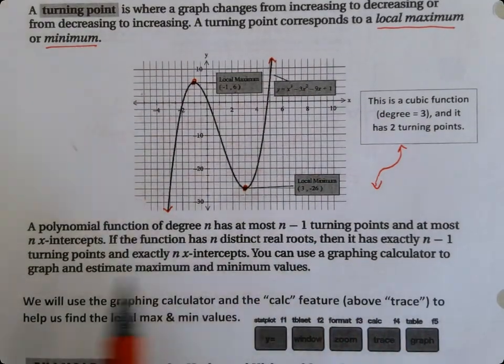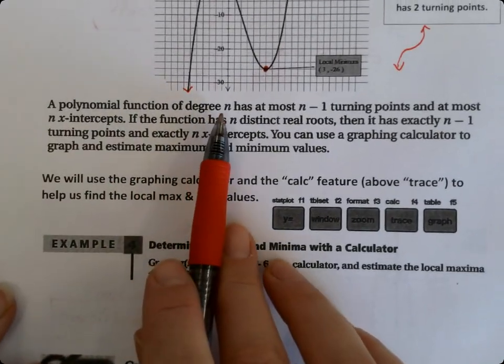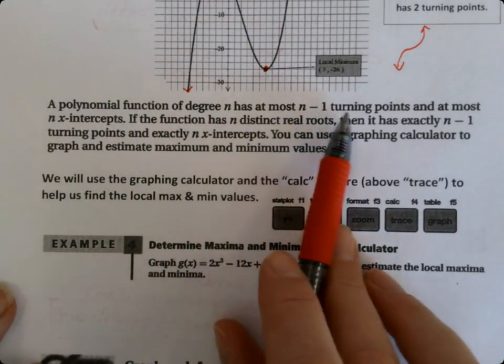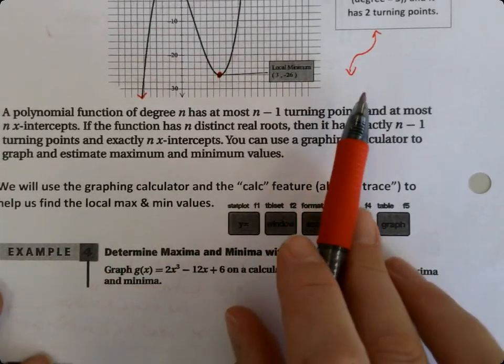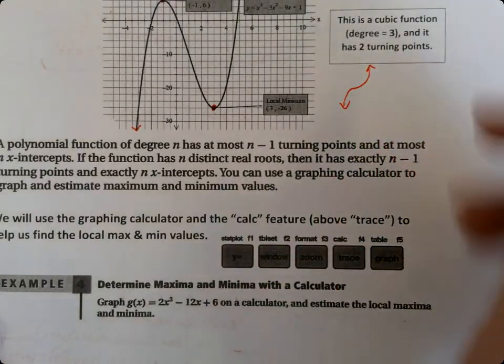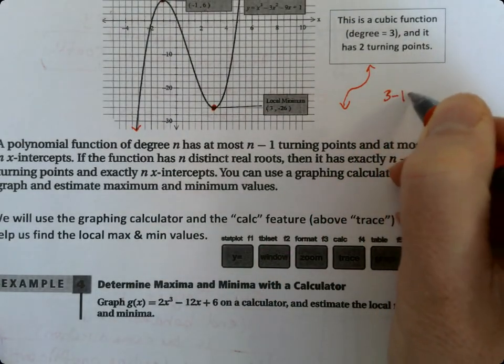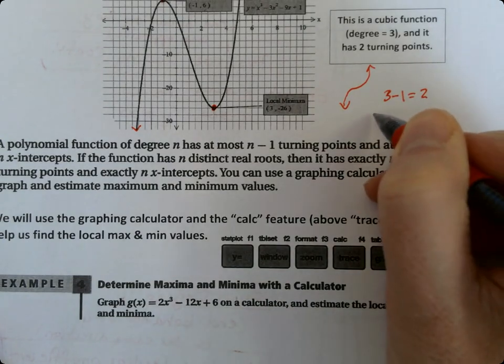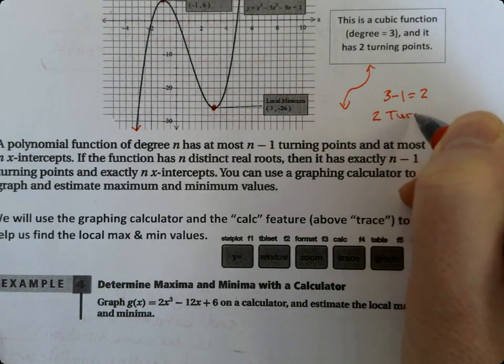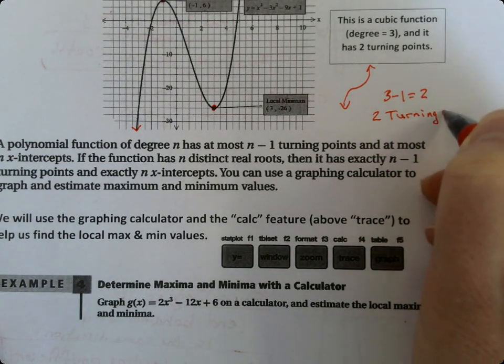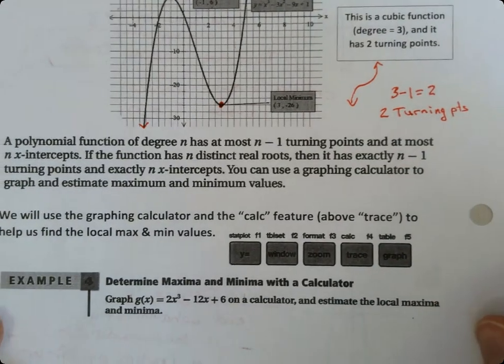The degree of a polynomial function n has at most n minus 1 turning points. So you know how this is a degree of 3? Because 3 minus 1 is what? 2. And how many turning points were there? 2 turning points. So that's how we can determine the degree.